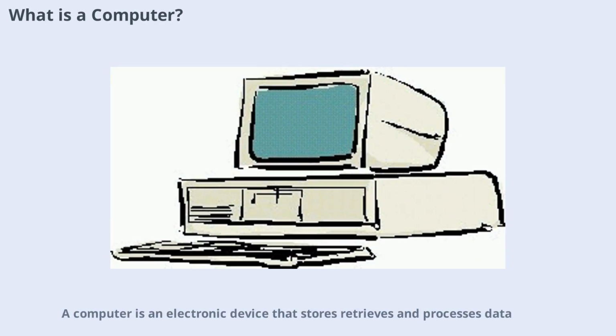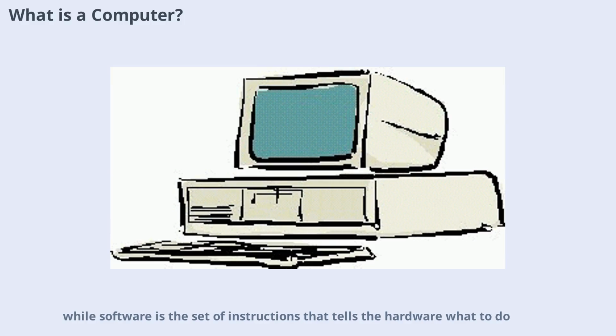A computer is an electronic device that stores, retrieves, and processes data. It can be programmed with instructions to perform a wide variety of tasks. Computers come in many shapes and sizes, from tiny embedded systems to massive mainframes. At its core, a computer is made up of two main parts, hardware and software. Hardware refers to the physical components, while software is the set of instructions that tells the hardware what to do. Let's take a closer look at these two essential elements.